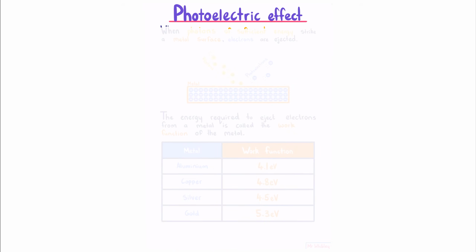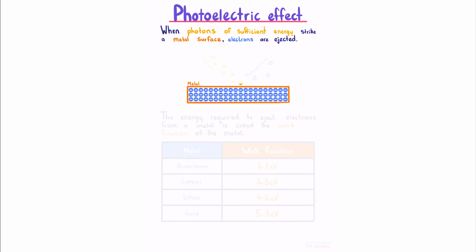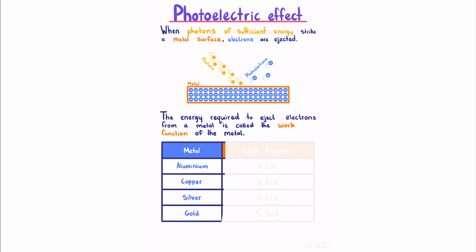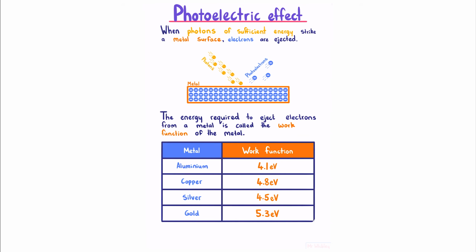Photoelectric effect. When photons of sufficient energy strike a metal surface, electrons are ejected. Here we have our metal surface, our incident photons, and our ejected electrons, or photoelectrons. The energy required to eject electrons from a metal is called the work function of the metal. Here we have a collection of metals and their respective work functions. The unit for energy we're using is electron volts, which we'll be covering in the next section.